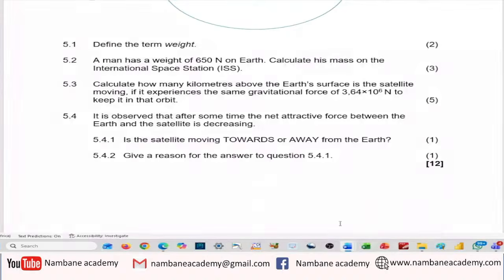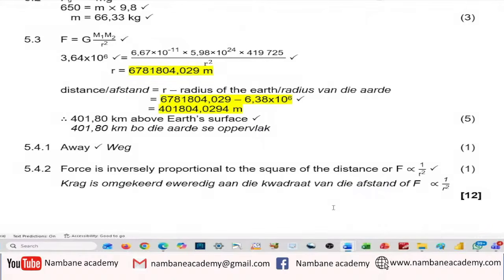It means whatever is moving there is moving away, because now the distance between them is increasing. If you have two objects and the force between them is decreasing, it means the distance between them is increasing. And then the reason will be, according to this formula here, force is inversely proportional to the square of the distance. Remember, we need to use a physics principle or physics formula to give reasons. So according to this formula, the gravitational force is inversely proportional to the square of the distance. Or the learner can give it in symbols.